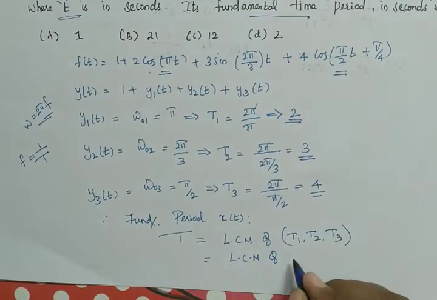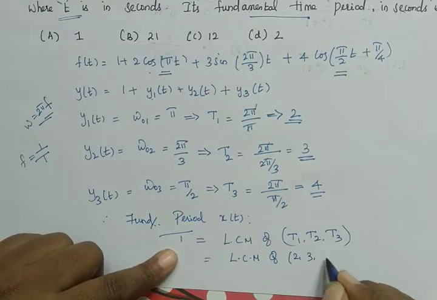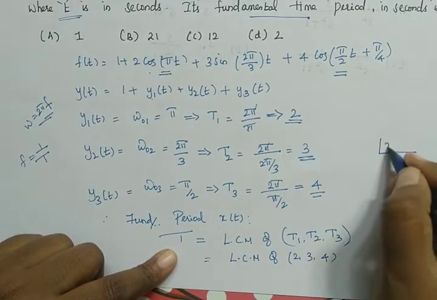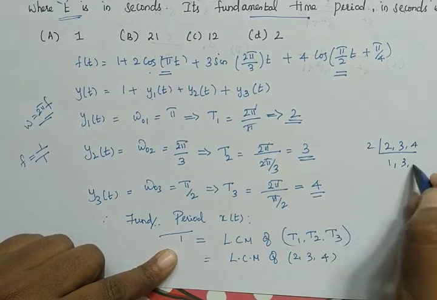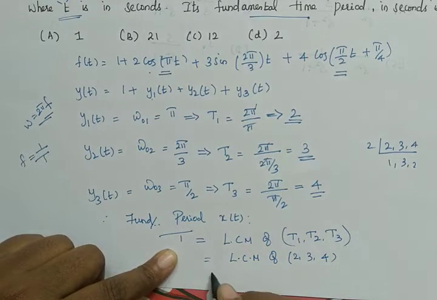So we can write this as 2, 3, 4. Now let us take the LCM for this. If you take the LCM, we will get 1, 3, 2. So 2 3s are 6, 6 2s are 12. Therefore the LCM is equal to 12. T is equal to 12.